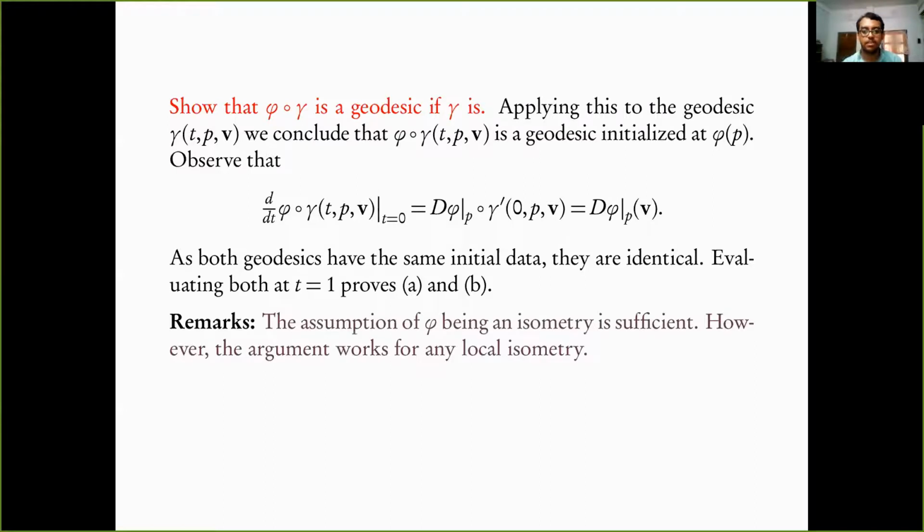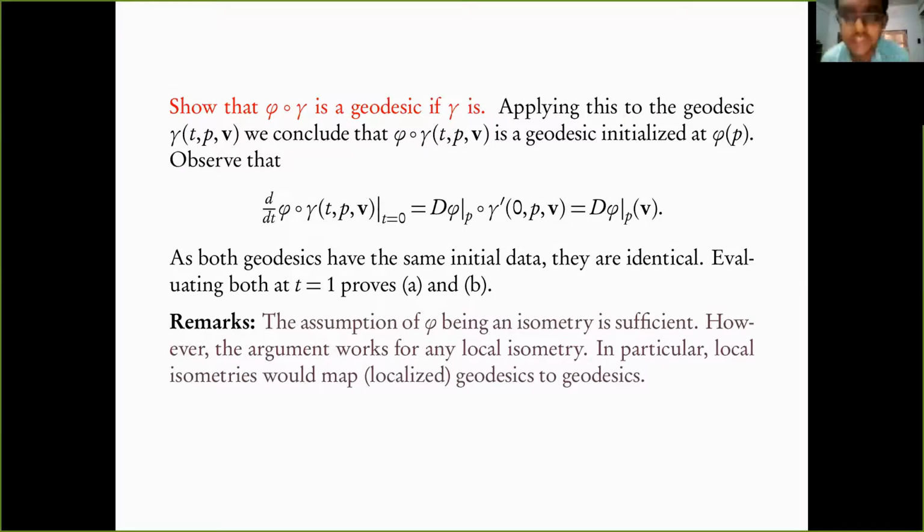Okay, so one remark here: the assumption of phi being a global isometry is obviously sufficient, but you should note that the argument we have just outlined will work for any local isometry, because all we need is the geodesic to be defined for small enough time and phi to be a local isometry. So as long as phi is a local isometry, you can show that local geodesics are mapped to local geodesics. If you need this local version, and sometimes you do, then that's good enough. But typically the global statement is for phi being an isometry, which is what we proved.